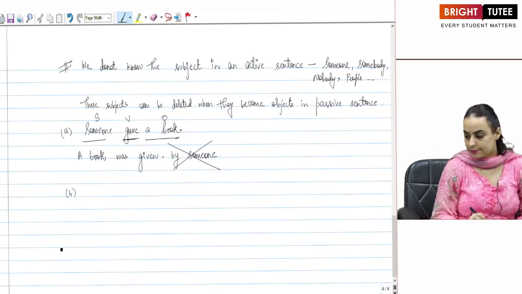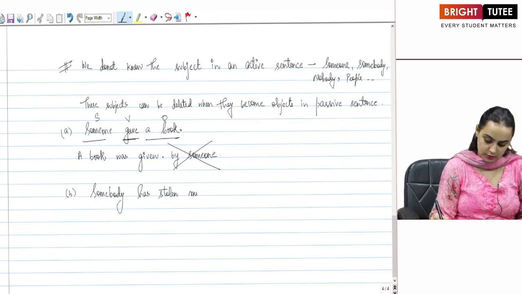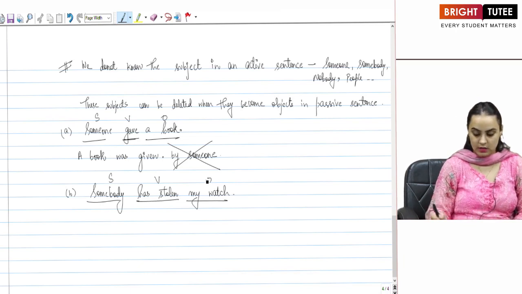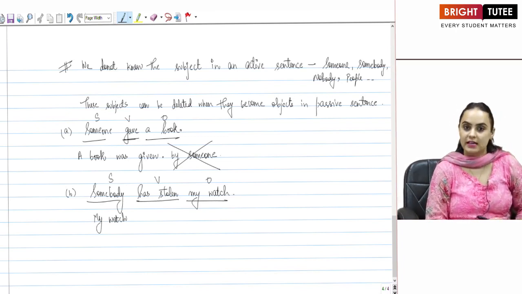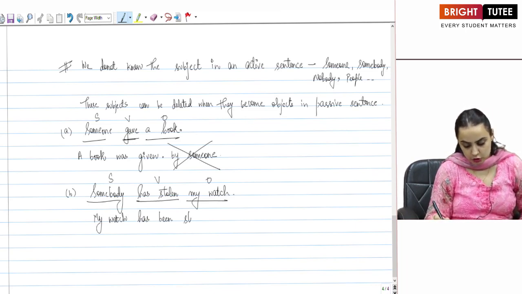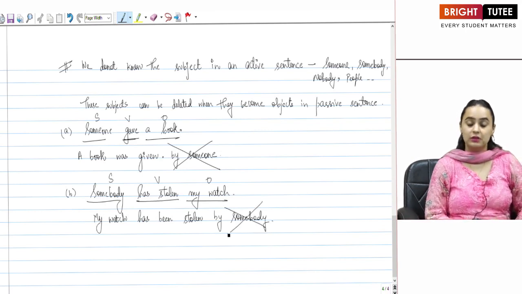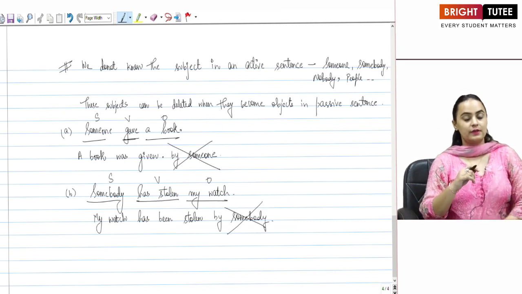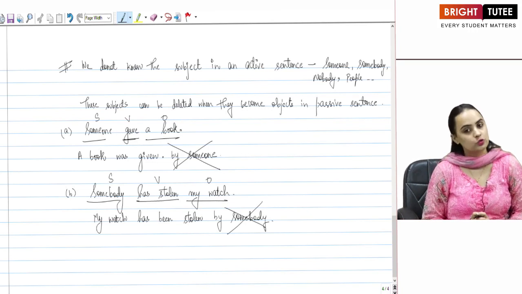Similarly, if I give you another example, somebody has stolen my watch. Divide. Subject, verb, object. My watch becomes my new subject. Now, has stolen, which is the verb. What is the tense of the verb? Present perfect tense. So, how does it change? Has been stolen. Now, writing by somebody is not at all necessary. Why? Because we do not know this object. We don't know who the somebody is. So, in case of such transformations, when we do not know the subject of the active voice sentence, then we can actually omit them when changing the sentences to passive voice.